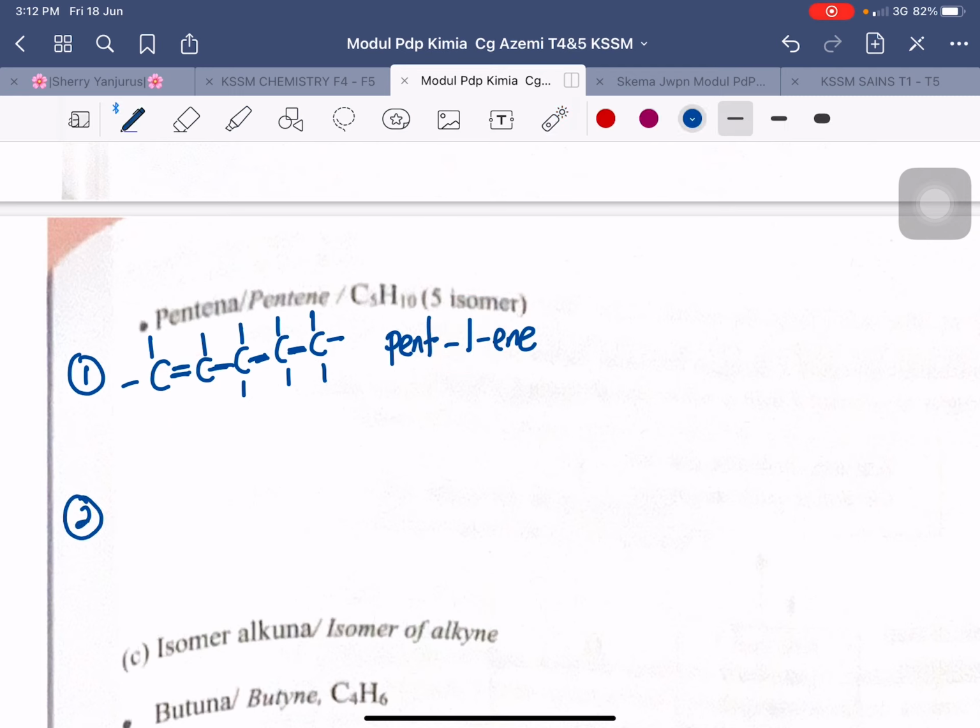Next, we draw the second one. Sama juga, draw the straight chain. 1, 2, 3, 4, 5. So tadi kan sudah letak between 1 and 2 kan. So sekarang pindahkan dia. Sini, tengah-tengah. Here lah. Okay. So you have to draw all the H here, all the H.